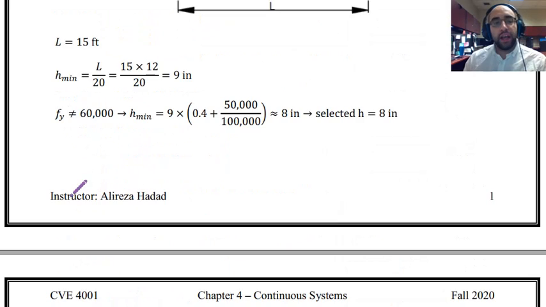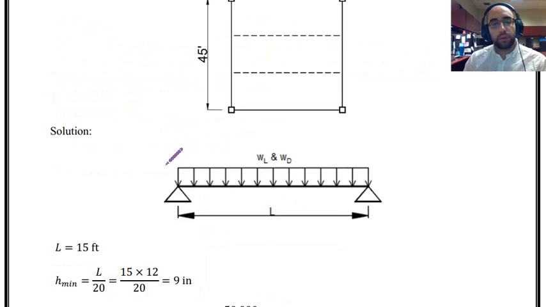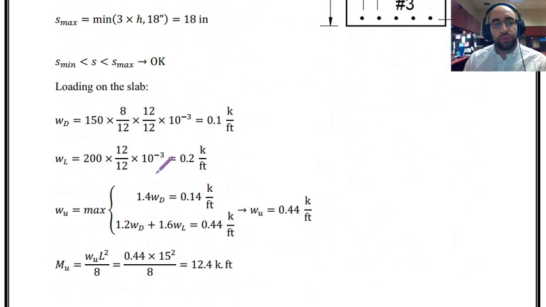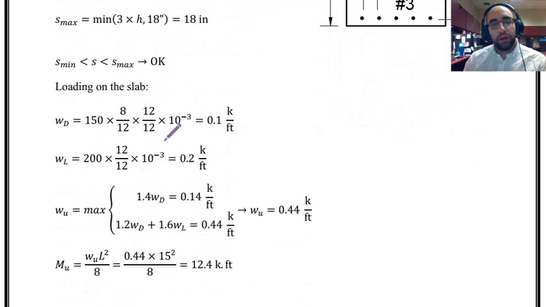The live load that we have is specified in the problem. Live load is equal to 200 pound per square foot. And what I need to do is to just multiply it by the width of the slab to find the live load on the slab per length. And that is 0.2 kip per foot.